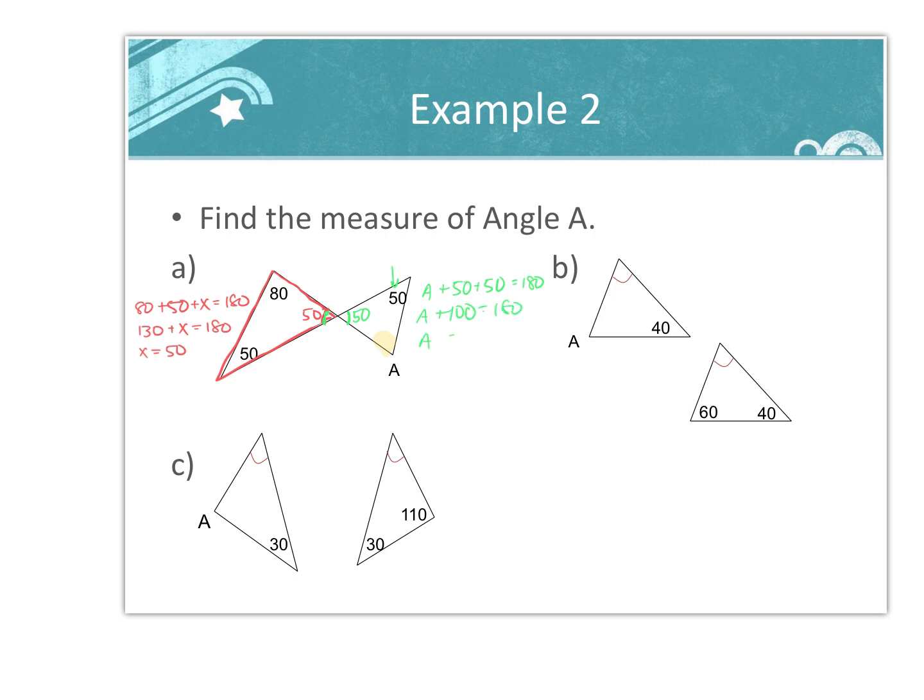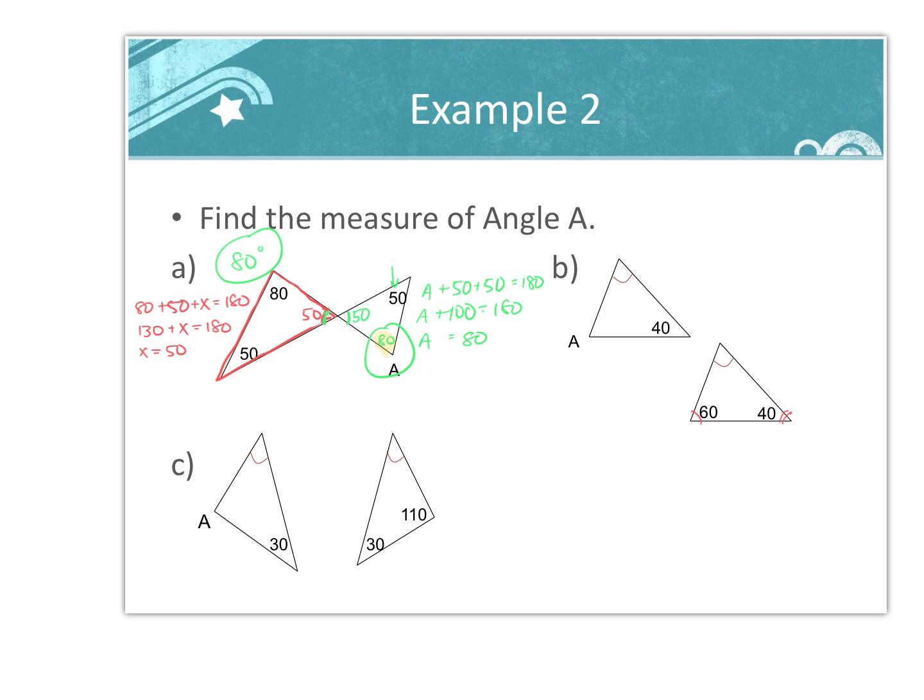And if I subtract 100 from both sides, I'm going to get that angle A is 80 degrees. So it's 80 degrees in problem A. When I go to B, I'm going to do the same thing. I'm going to find the triangle that has two angles already in it, right? I've got these two, so it's going to make the third angle easy to find.